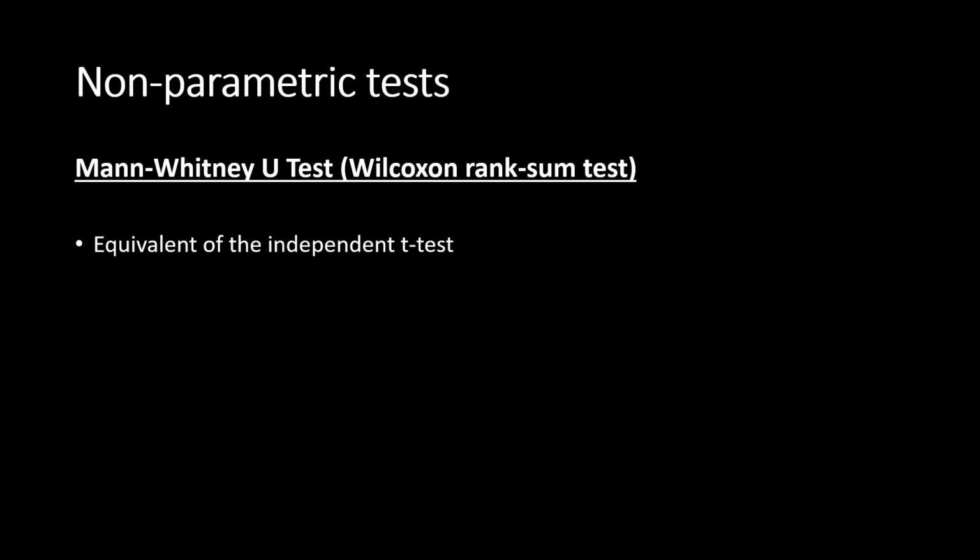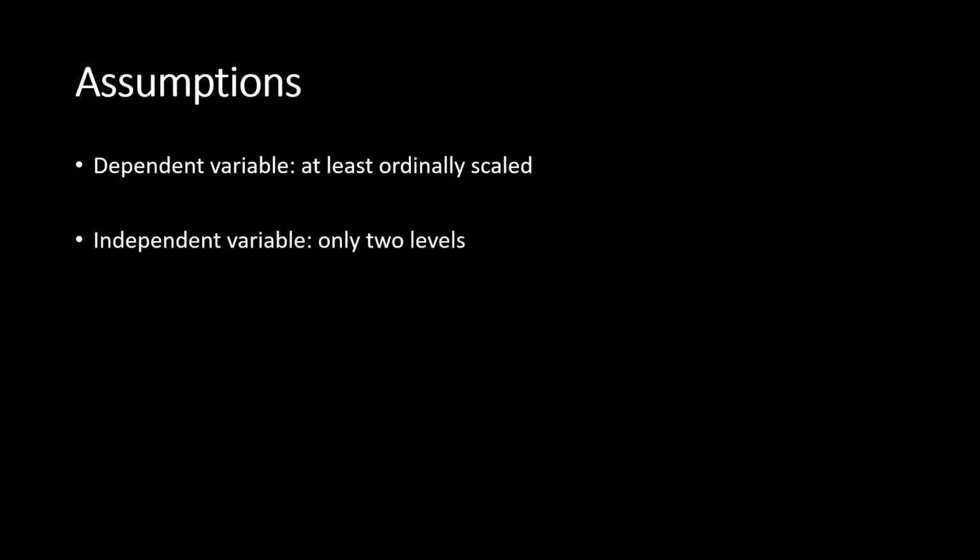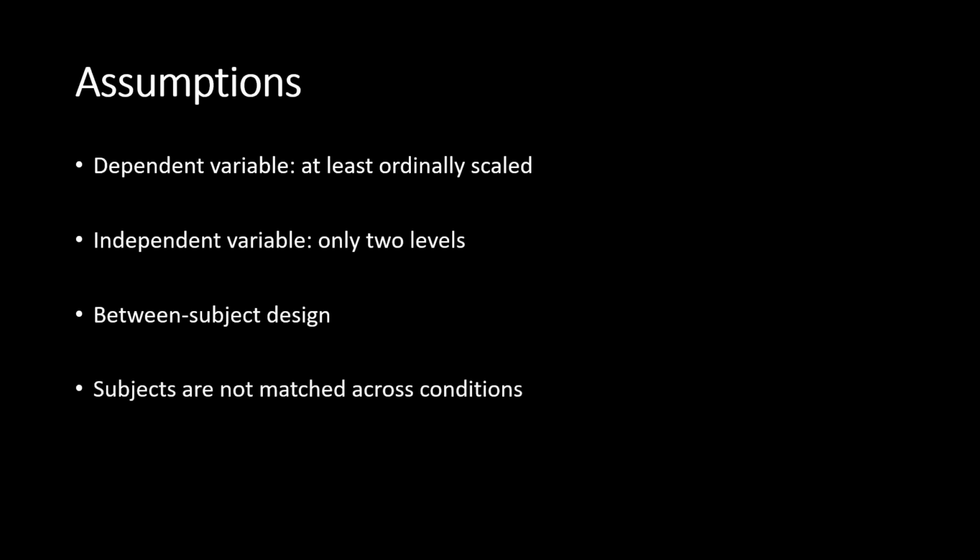It is worth mentioning that in case of non-parametric tests, we are not reporting mean values, but rather medians. The Mann-Whitney U test also has some assumptions that must be fulfilled. First of all, the dependent variable has to be at least ordinally scaled. The independent variable has only two levels. A between-subjects design must be used, and the subjects are not matched across conditions.